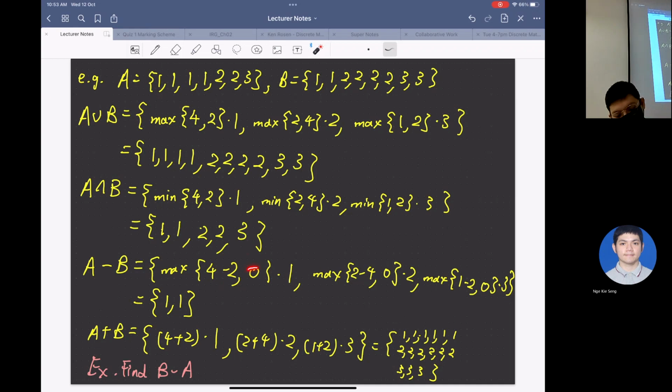So 0 is just, how to say, a safety pin. If you get a negative here, you just put it as 0. But if you get any other positive number, then you should take those positive numbers. This is just a way to prevent negatives.